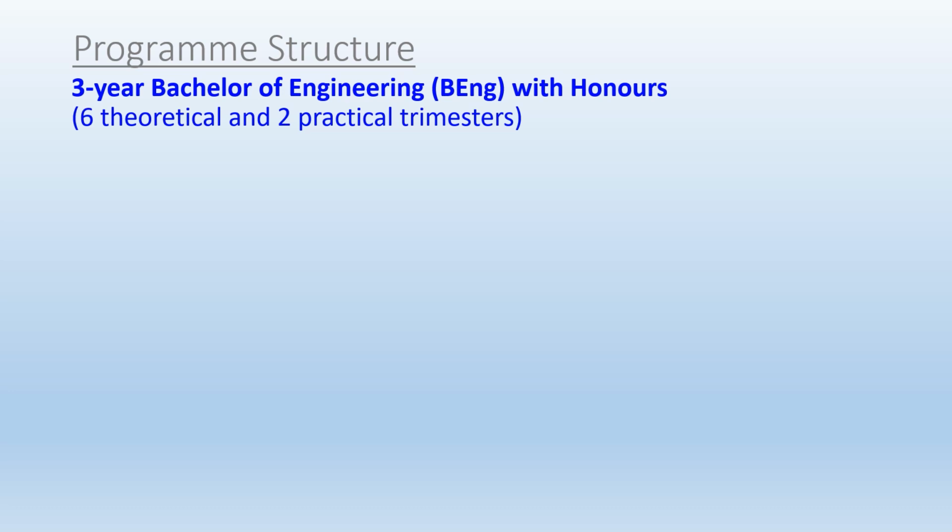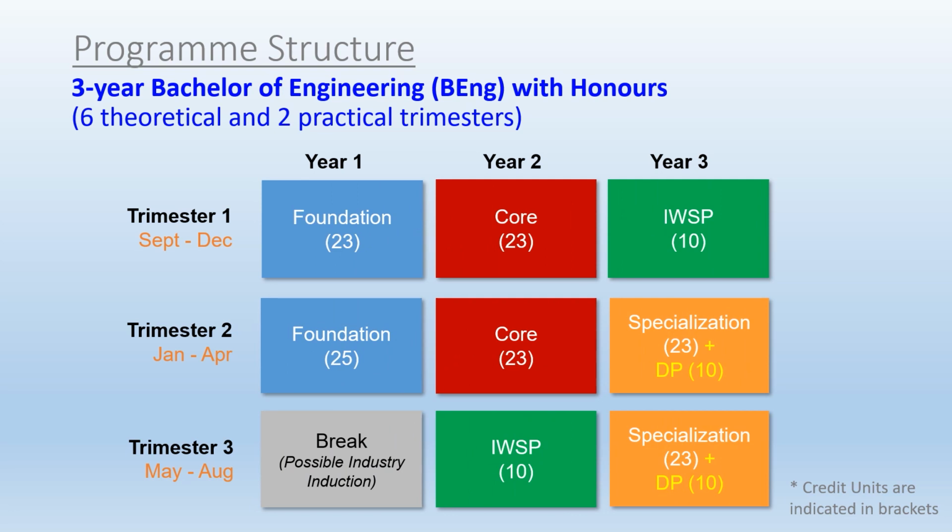The program structure is basically a 3-year Bachelor of Engineering with honors, with 6 theoretical and 2 practical trimesters. So that's how it looks. You can see in the 3 columns are the 3 years of the study, and the rows represent the different trimesters per year. And as you would expect, the first year is dedicated to teaching the students the foundations of the program.